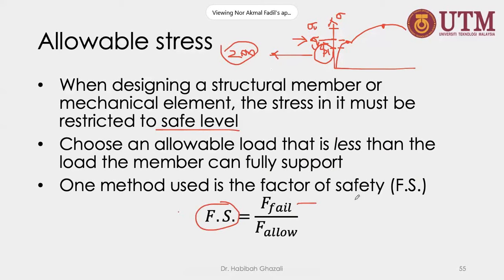Okay, so meaning that let's say this is 200. We want to make it half of it, so divided by 100. So 100, so it is equal to 2. The factor of safety is 2. Maybe 1.5, but basically it is larger than 1.